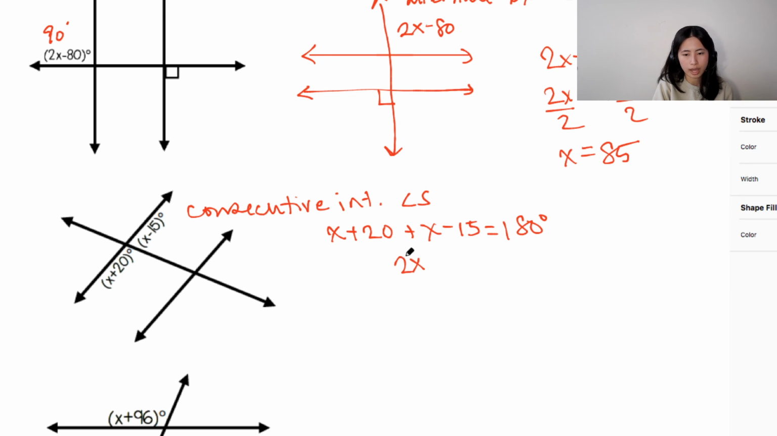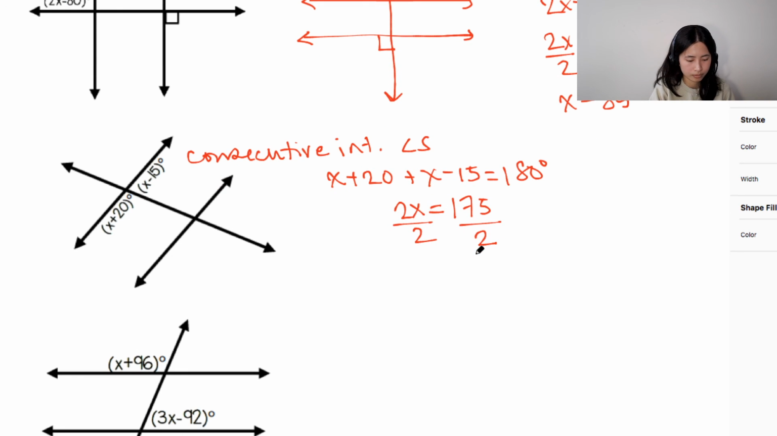Okay, so you have 2x, and this is 20 minus 15, so that's 5. And then that's going to be 180 minus 5, so that would give you 175, right? So that's 175 divided by 2. So 175 divided by 2 is 87.5, right?